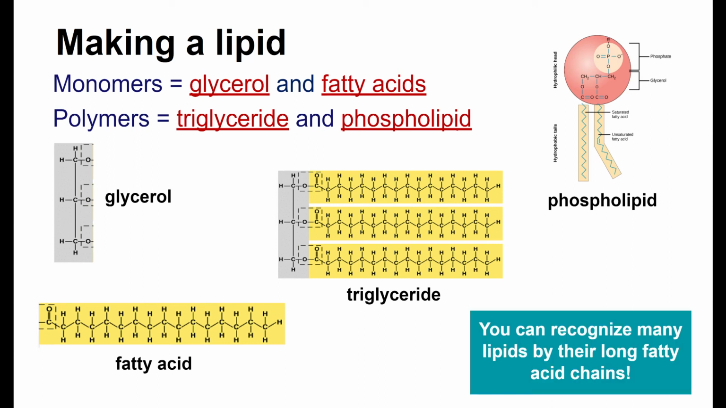So you may have noticed that those tails, those fatty acids, are the things that can help us recognize lipids. Now, not every lipid has a fatty acid tail, but many of them do. So if you see that long, wavy tail, you know that that's probably a lipid. All right, let's look at some examples of both of these, carbohydrates and lipids.